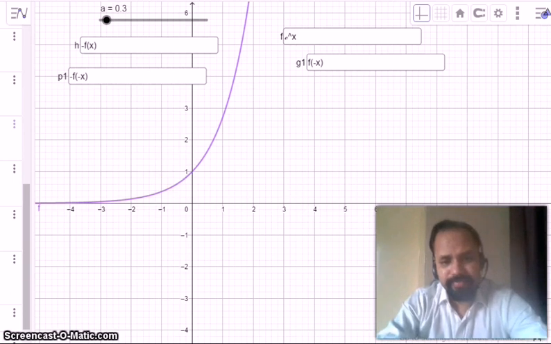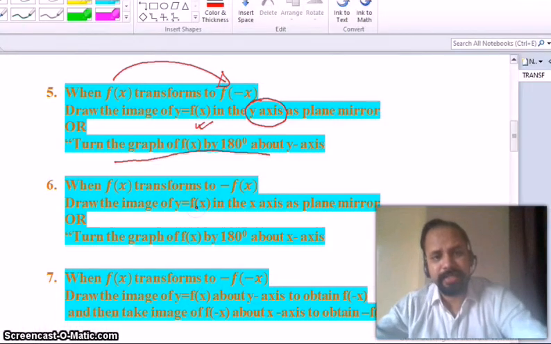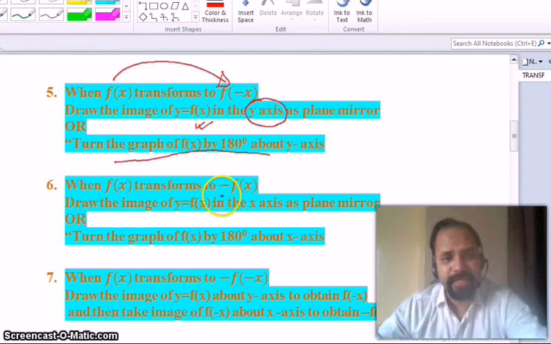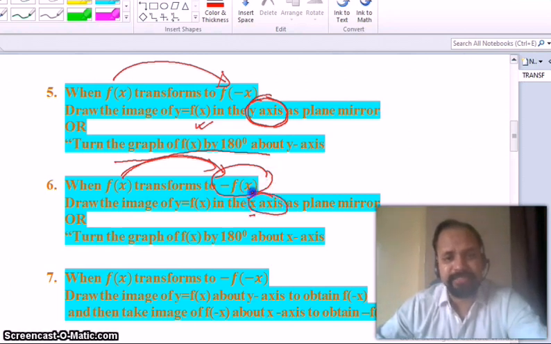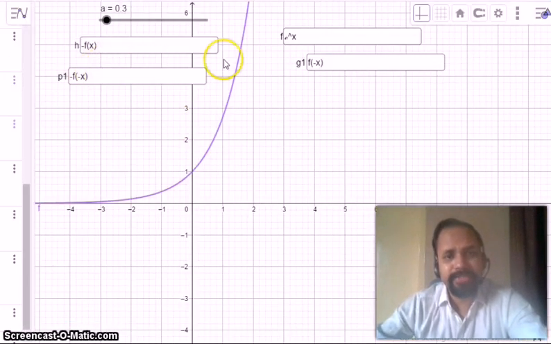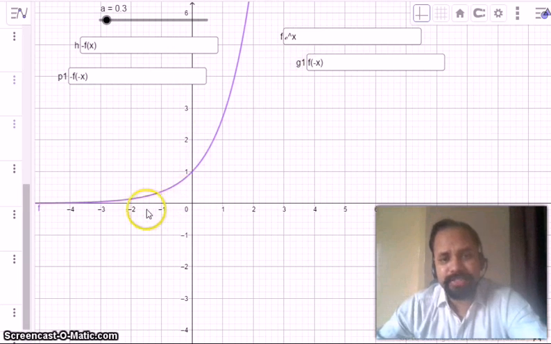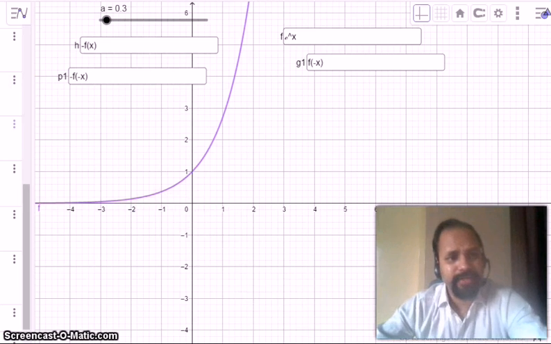Next, if we come to the next property, that is transformation number 6. If f of x changes to minus f of x, what we did in the previous one, we considered the y-axis as a plane mirror, but if we go from f of x to minus of f of x, then in this case we'll consider the x-axis as a plane mirror. Okay, so let's see. In this one we have e to the power x, and if we consider the x-axis as a plane mirror, obviously the graph will be like this one. Okay, so let's see the graph.